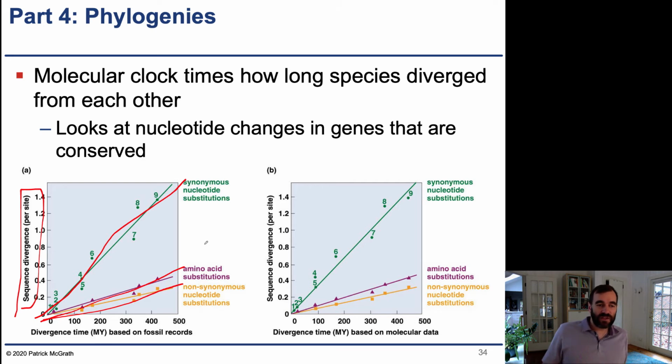And so what that means is that there's a clock. The longer things are diverged from each other, the more amino acid differences there are. So this is a very powerful way to just use DNA information. You can just use information obtained from the sequence of DNA in order to predict how long ago two species have diverged from each other.